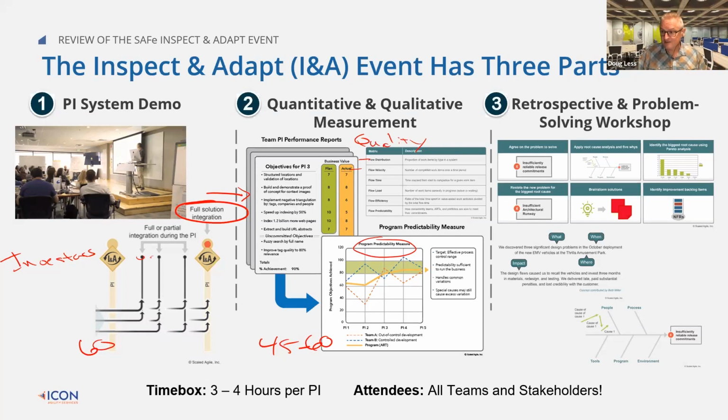And that narrative is what's going to provide the key insights into the final part, which is the retrospective and problem-solving workshop. A lot of people tend to think I&A is just this. No, it's actually the demo plus the quantitative and qualitative metrics, which feeds into the retrospective and problem-solving workshop.